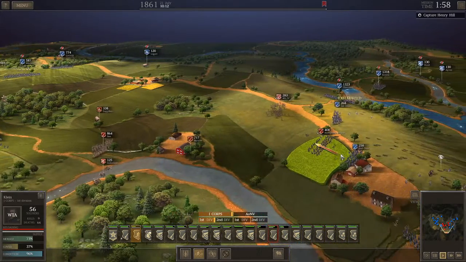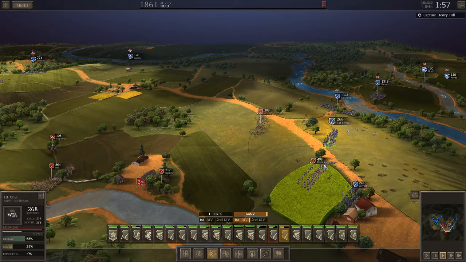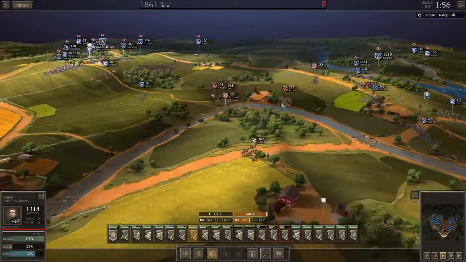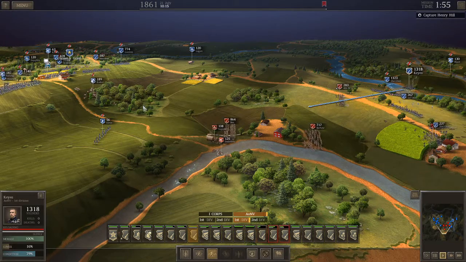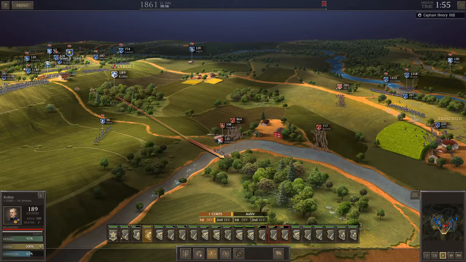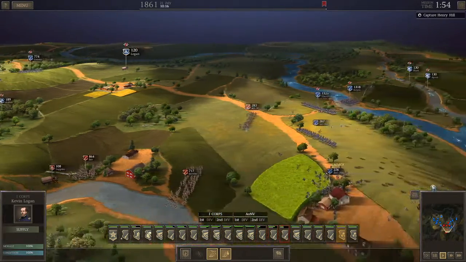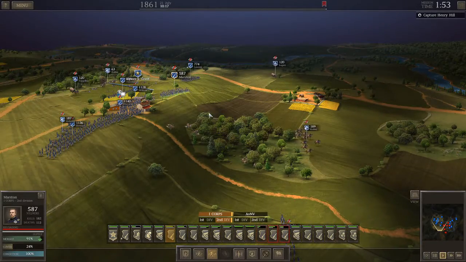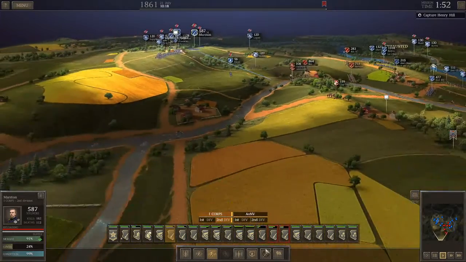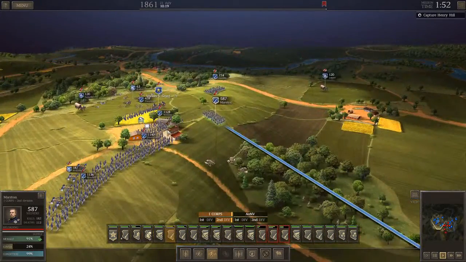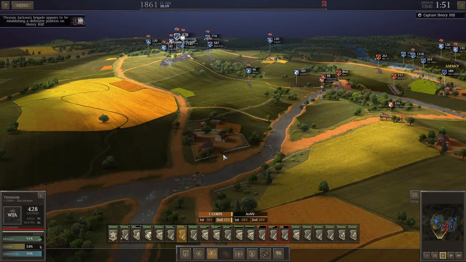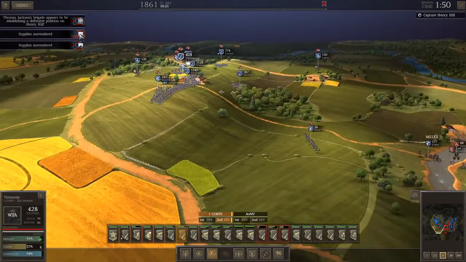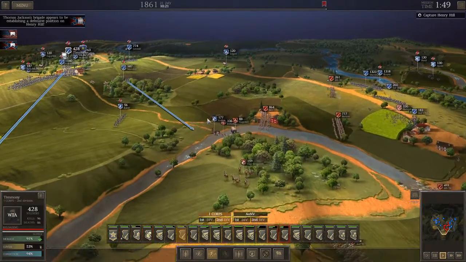Oh, we can at least harass them right there. General Sherman's up there. Let's go capture some guns and supplies. And then we'll send this cart over here. I'm gonna hold off these other areas. Supplies surrendered.